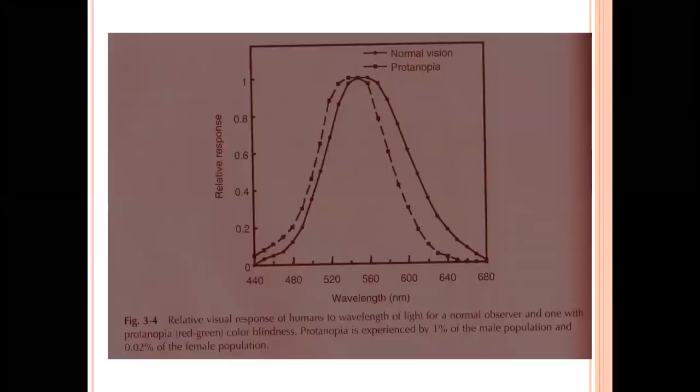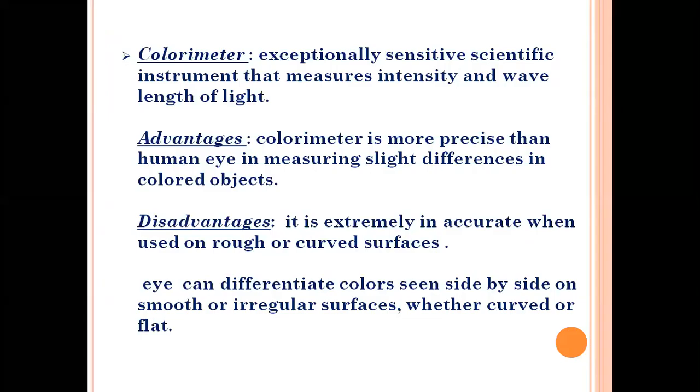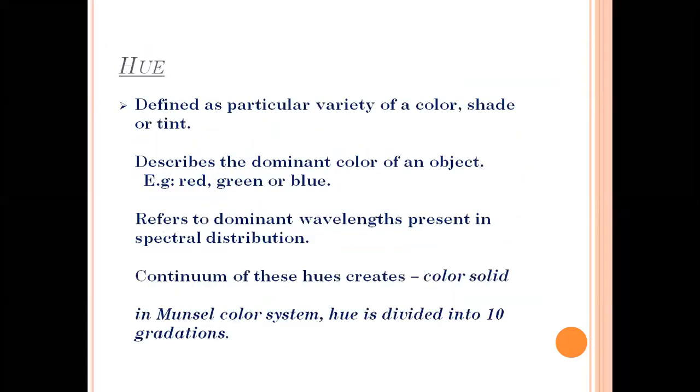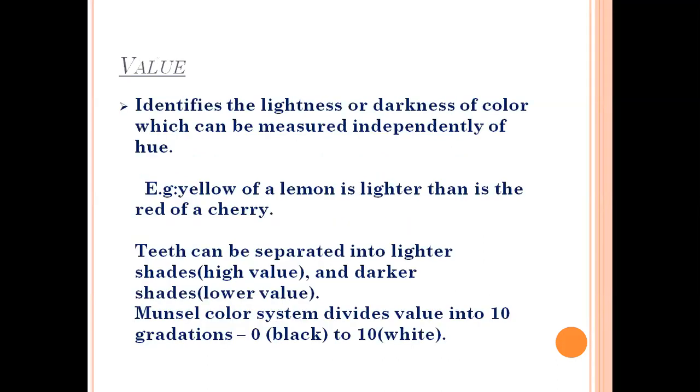Color. When we're talking color, you should all know about hue, value, chroma. Now, hue is the dominant color of an object. It describes a particular color of an object, that is red, green, or blue. It refers to dominant wavelengths present in spectral distribution. So it's a particular color of an object if you're talking about hue.